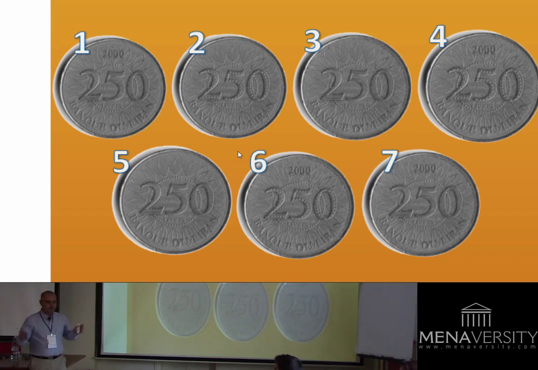Everyone knows the 250. We almost use it on a daily or bi-daily or weekly basis, at least for the parking or for the coffee. So although we're all familiar with that, who can tell which one of these is the correct 250 that we use?